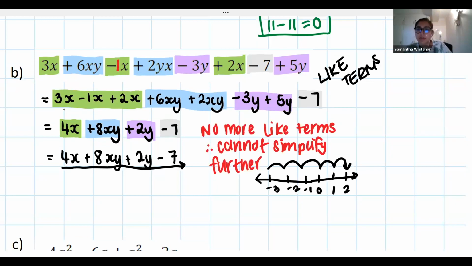So first things first, double check your BODMAS. Is there any multiplication, division, exponents you need to deal with? If it is just addition and subtraction, then you need to identify your like terms so that you can correctly add and subtract. So again, take your screenshots.